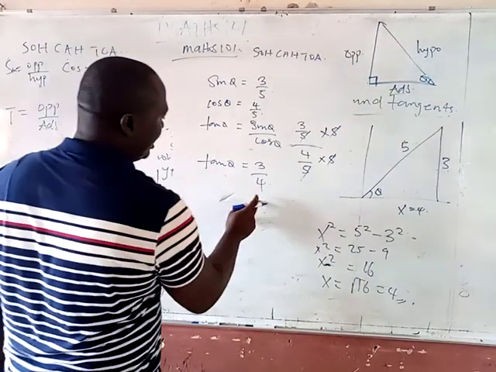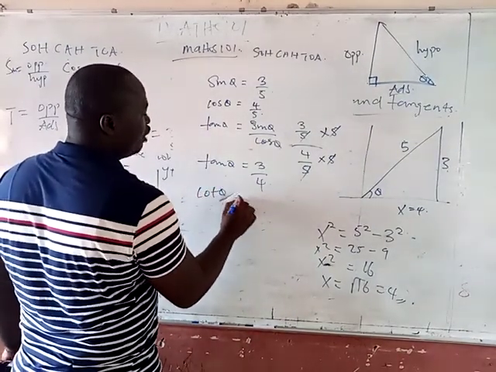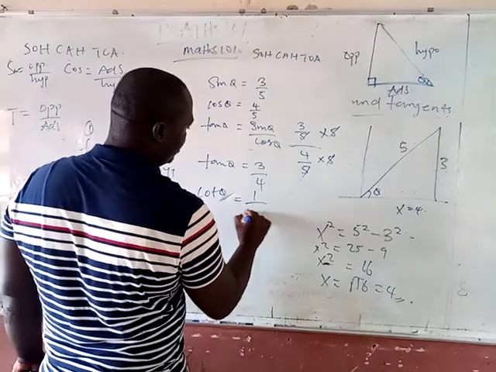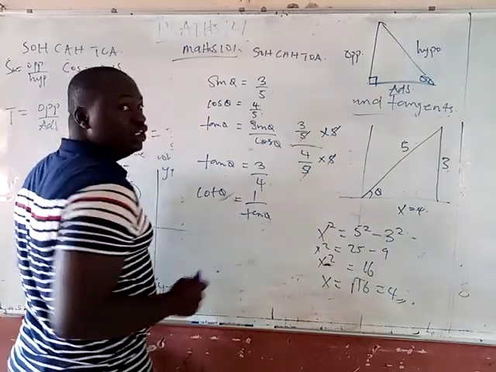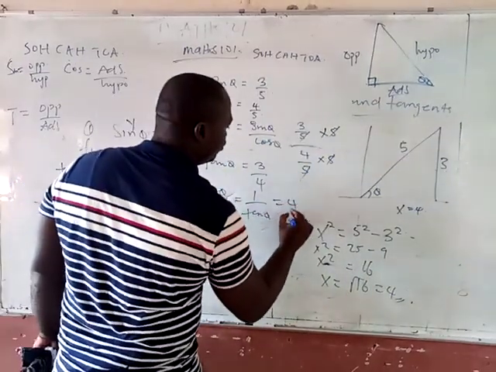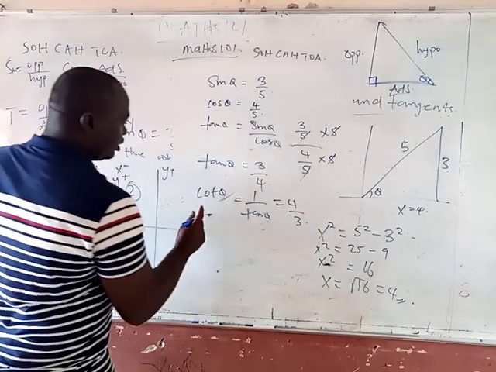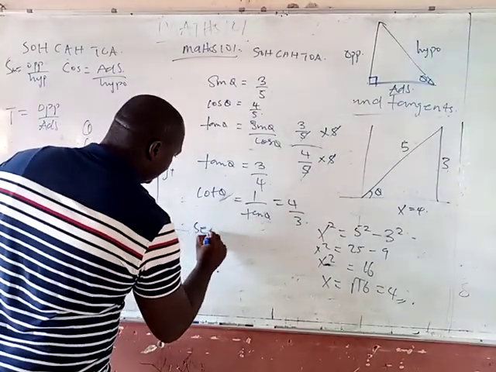Once you have tan of theta, can you get cot of theta? Of course, cot of theta is 1 all over tan theta. So all we need to do is invert the fraction. So it's 4 all over 3. If you have this, can you get sec of theta?